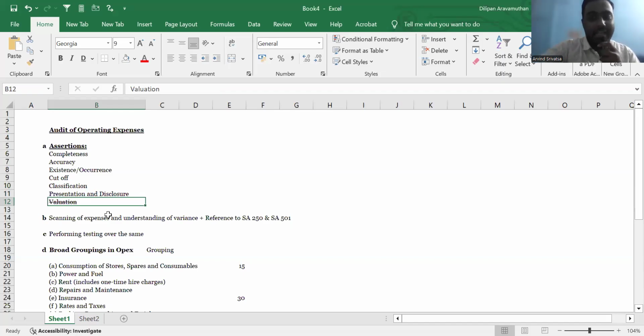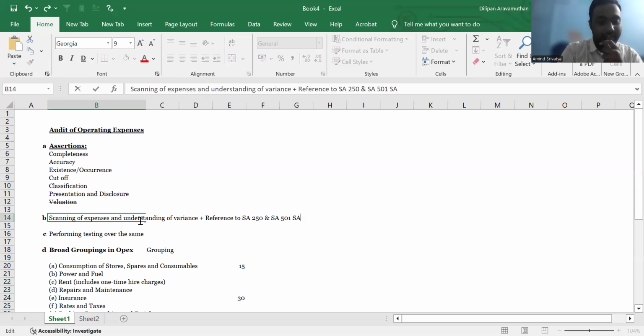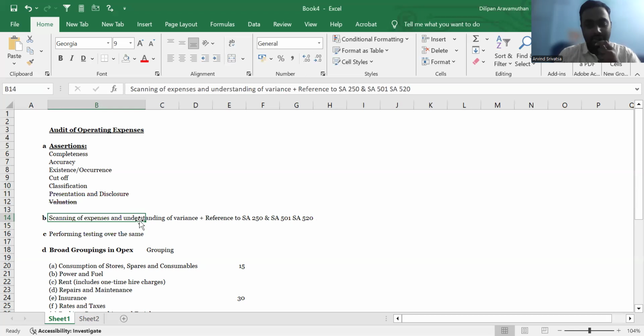So guys, I explained how you need to ensure completeness, accuracy, existence or occurrence, cutoff, classification, presentation and disclosure. Now coming to analytical procedures. You have a standard called SA 520, which talks about analytical procedures. So what could be analytical procedures? Let us take an example that you guys probably know. Let us say I come to something like power and fuel.